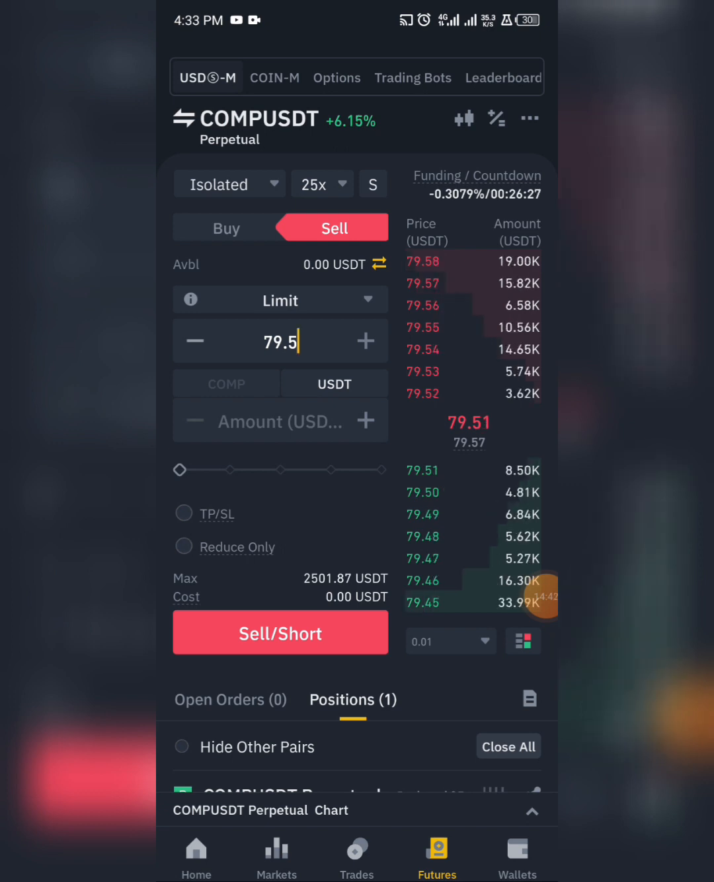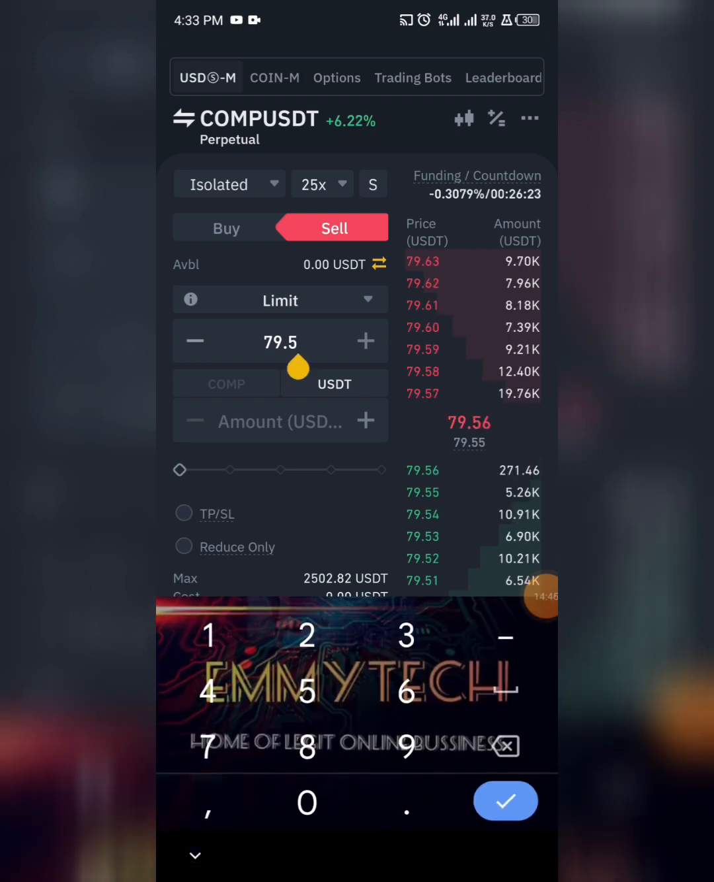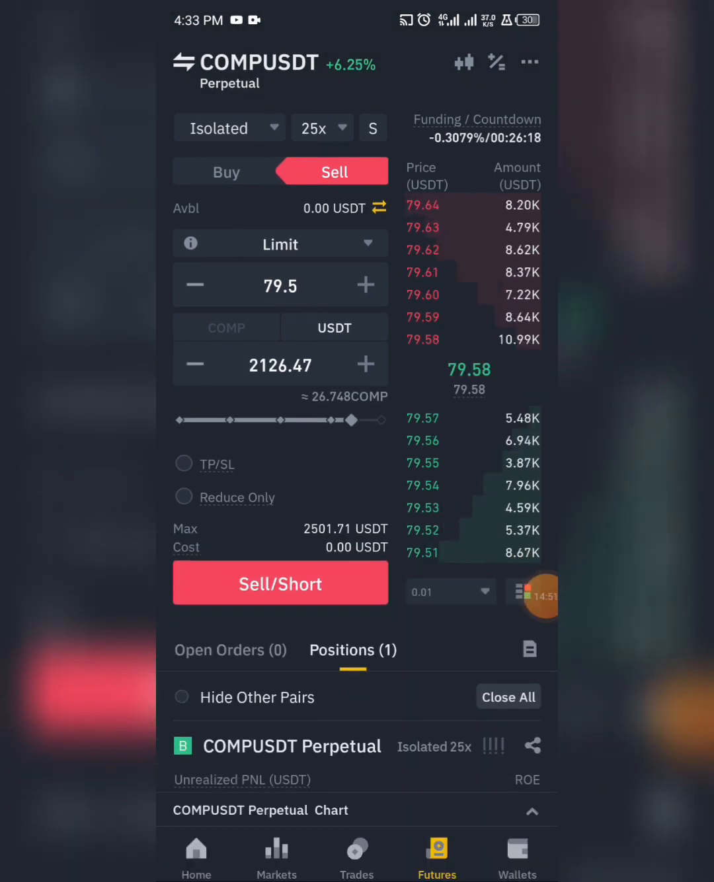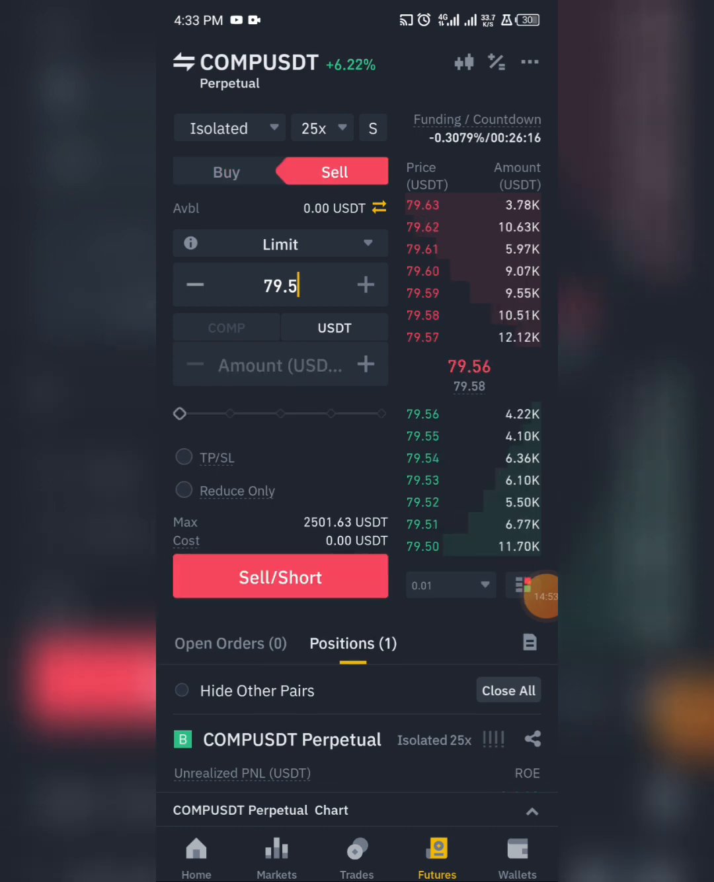You also put the same signal, depending on where you get your signal. Put the entry price, then select the amount you want to trade with. Then you click on sell short. Okay, buy and sell, buy and sell. So that is just it.